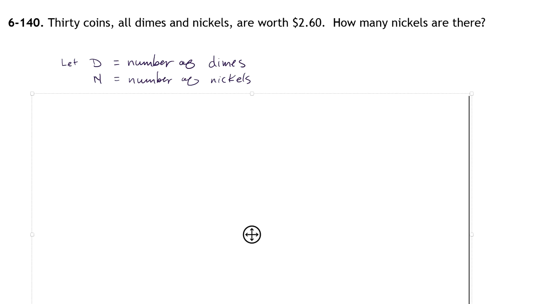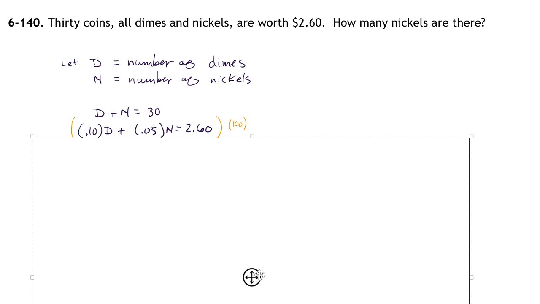Now there's two things that happen, right? One of them is their quantity and the other is their value. And I know that the quantity of coins, D plus N, is 30 coins, and that's all there are. They're only dimes and nickels. And then the other one is their value. So the two equations that I have here: dimes plus nickels is 30 coins.